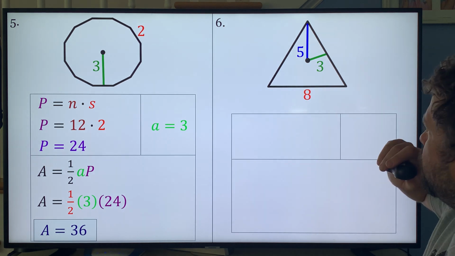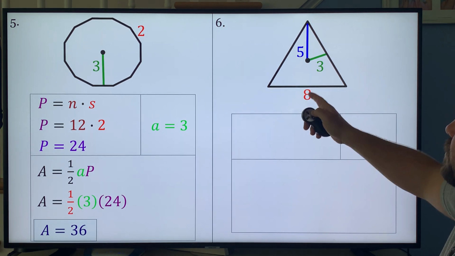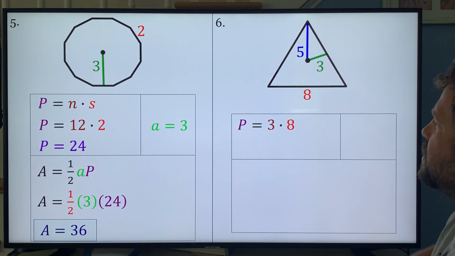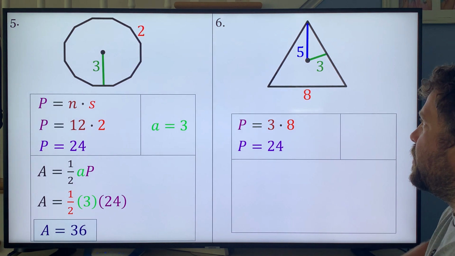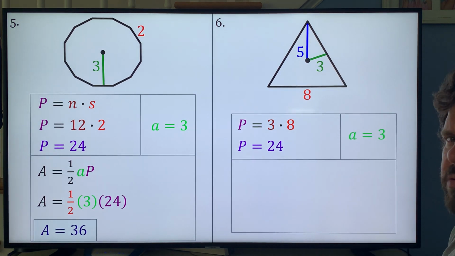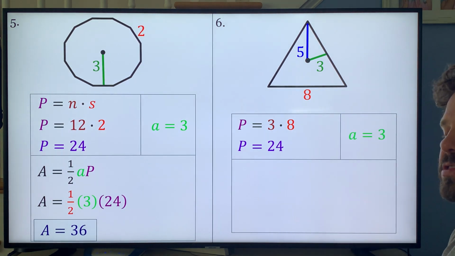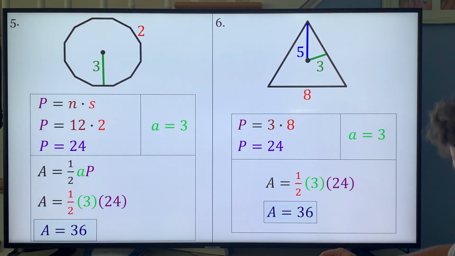Problem number 6. What is our perimeter? Well, 8, 3 sides. So the perimeter of this three-gon, otherwise known as a triangle, is 24. Your apothem here is, which one of these? 3. It's also always the smaller one. The radius is always larger than the apothem because it goes to the outside. 1/2 of 3 times 24 is 36. Got it? You've got a couple more of these to do.